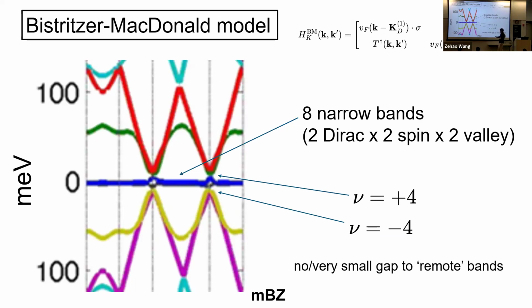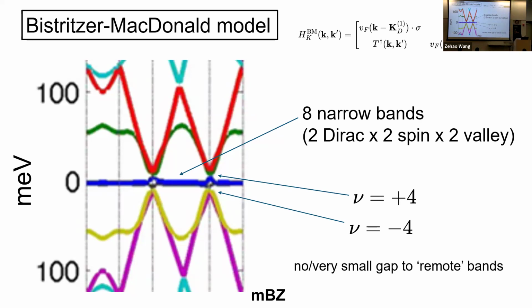So as advertised, this is a band structure in the moiré Brillouin zone, and as advertised, you find these nice flat bands. And the bandwidth is really small, just a few meV. And again, there's 8 narrow bands if you account for spin and valley as well. But something funny happens at the edges of these bands. You see that at the band edges, around ν = -4 and ν = 4, there's either a non-existent or a super small gap to the remote bands.